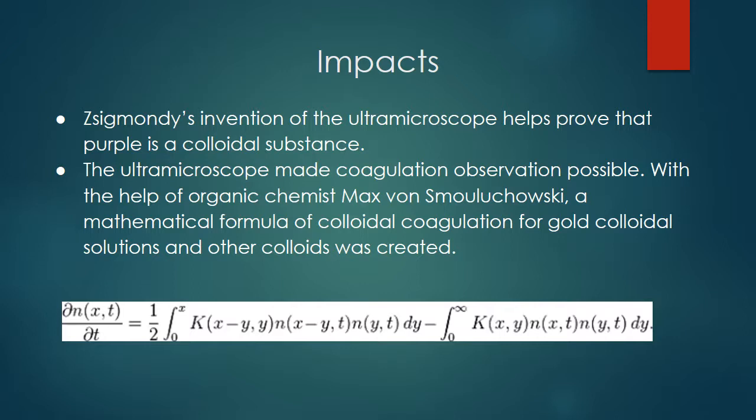Richard Zsigmondy's invention and research helped make many important impacts in the science world. Zsigmondy's invention of the ultramicroscope helped prove that purple of Cassius is a colloidal substance. The ultramicroscope also helped make coagulation observation possible. With the help of organic chemist Max von Smoluchowski, a mathematical formula of colloidal coagulation for gold colloidal solution and other colloids was created.